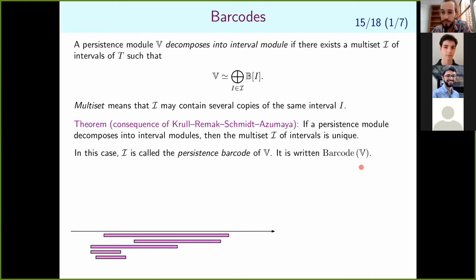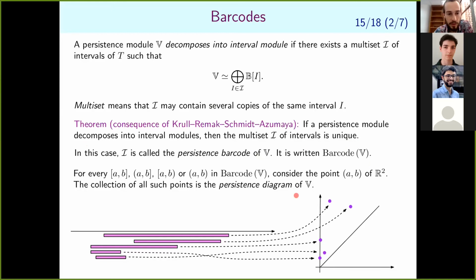A barcode is simply a set of intervals that is associated to any persistence module that can be decomposed into interval modules. The theorem here just says that when it exists, it is unique, and we can talk about it. So this is a barcode.